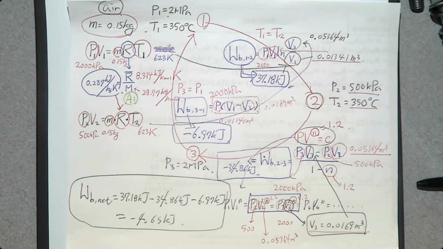When you have a negative sign, that means the compression process. When you have a positive sign, that means the expansion process. But when you determine the net work, the sign doesn't matter. It's a net work.